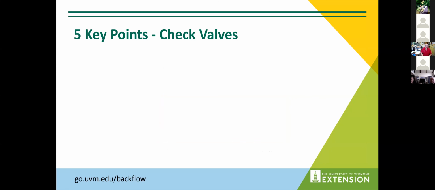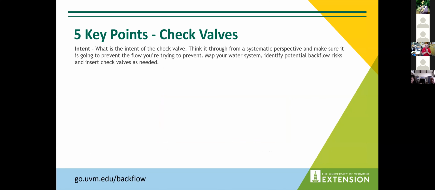So there are 5 key points for check valves. What are you going to use them for? How much flow do you need? What's the size of the demand? Making sure they're working properly for the demand you have. Making sure you identify where they should be put in and adding those check valves.